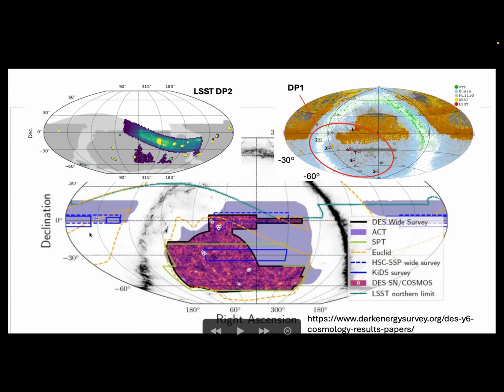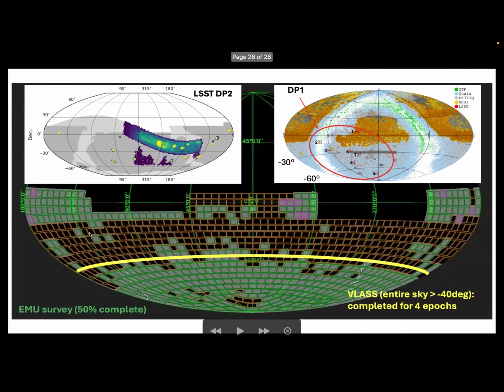We can do many things because these areas overlap with the major surveys, like the Dark Energy Survey, Subaru and KiDS, and Euclid is now available, and the Atacama Cosmology Telescope has a fairly wide coverage of the sky. So the radio is very good as well.